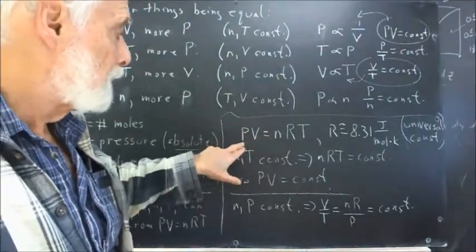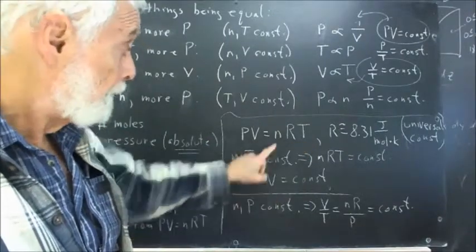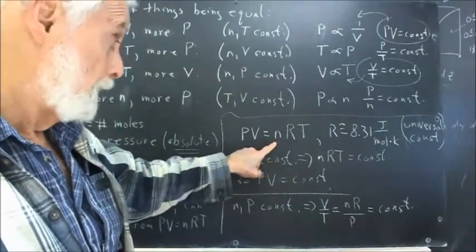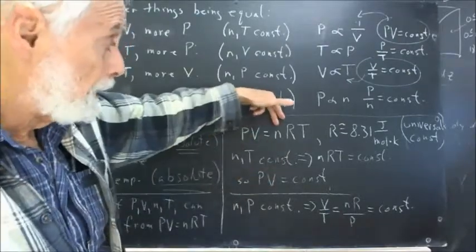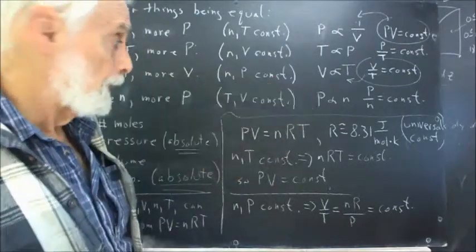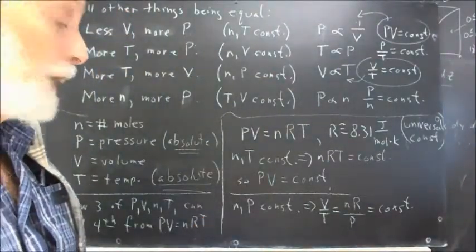It's worth understanding that if I know the values of P, V, and T in any state, then I can find the value of N in that state. And then I know what N is, and I can use that to find values for the other state. Now, I'm not going to go through details of that. We'll see problems of that nature.